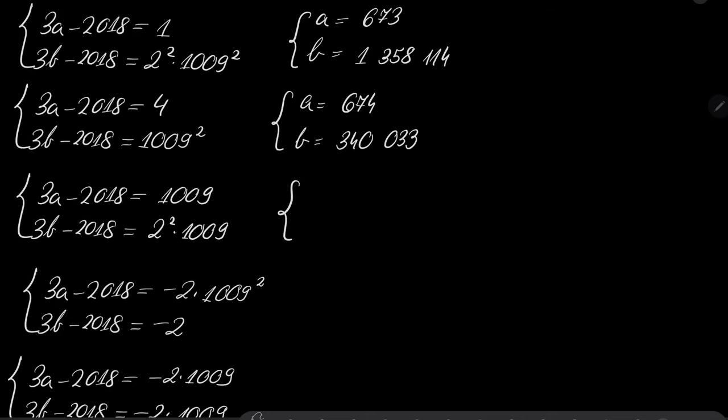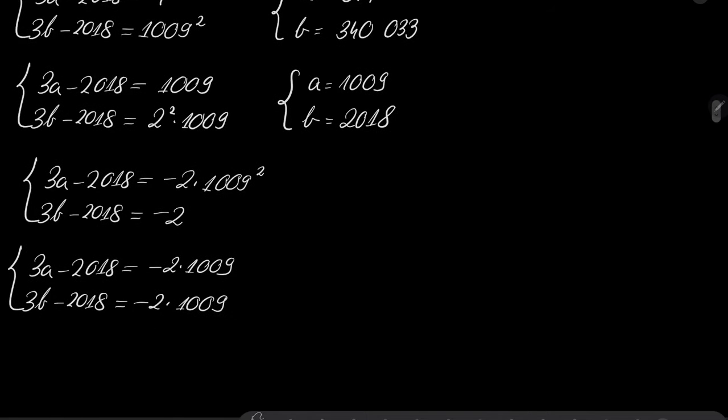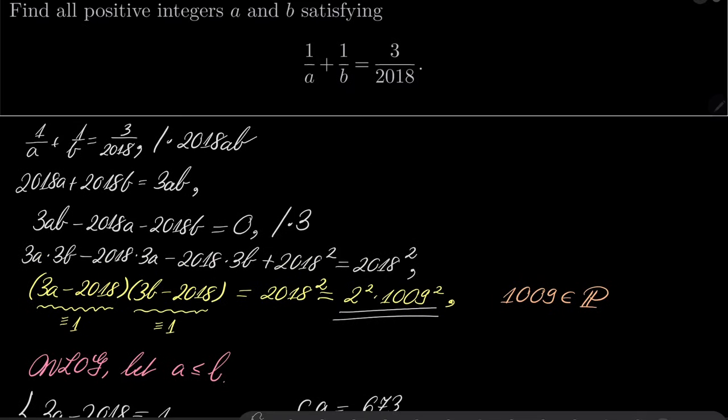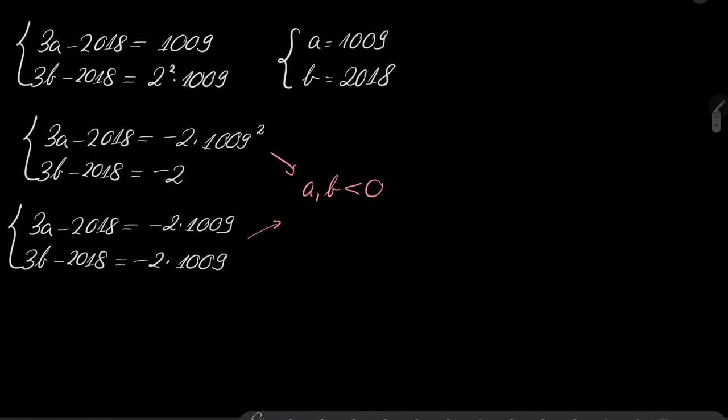Next possibility: a is (1009 plus 2018) over 3, which is 1009. And b is (4 times 1009 plus 2018) over 3, 2018. All right. And now notice the following. It should be rather clear that in the last two possibilities, in both of them, a and b are going to be less than zero, and remember that we are considering only positive integers. So we can already eliminate these two last possibilities.